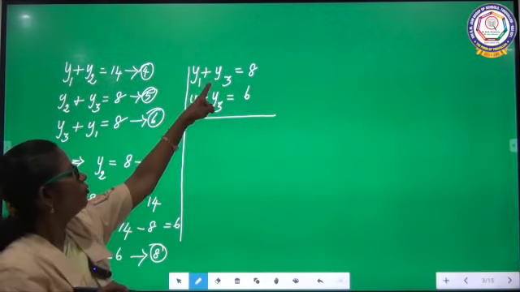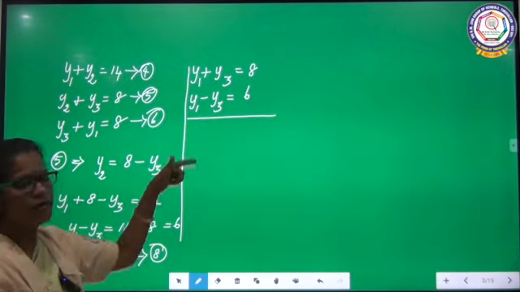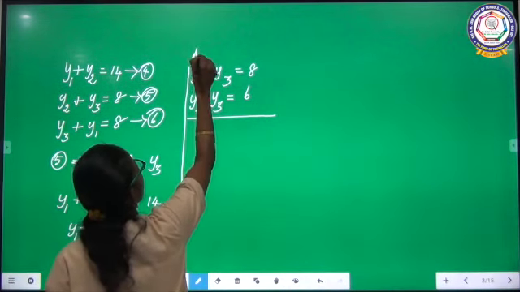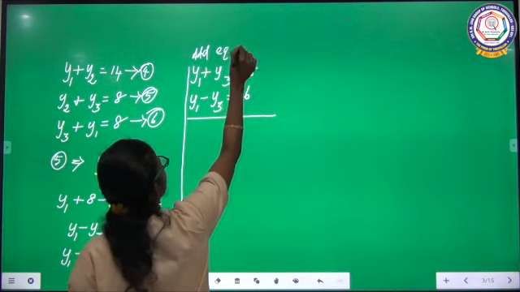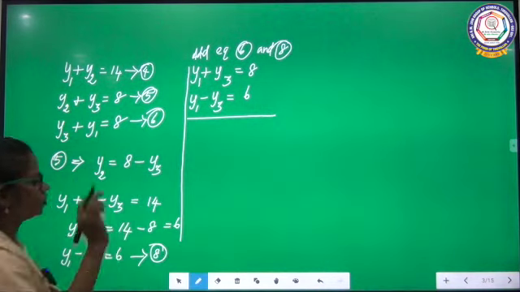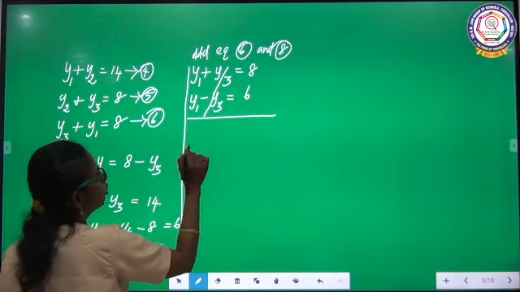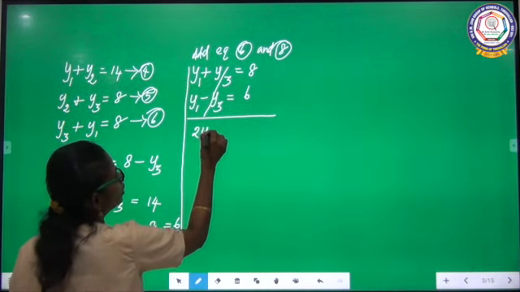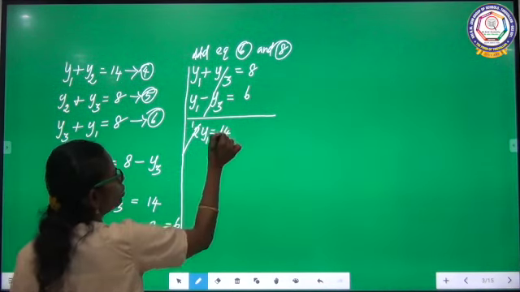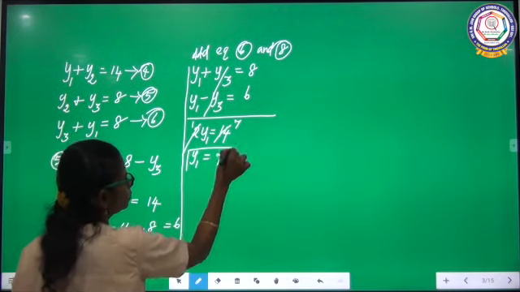Elimination method. Coefficient of y3 is 1. Coefficient of y3 is also 1. But different sign. When you add the equation, the term has to be eliminated. Here if you want, you write add equation 6 and 8. Then what you will get? y3 is eliminated. y1 plus y1, 2y1 equal to 8 plus 6, 14. 2 1s are 2, 7s are 14. So y1 equal to 7.